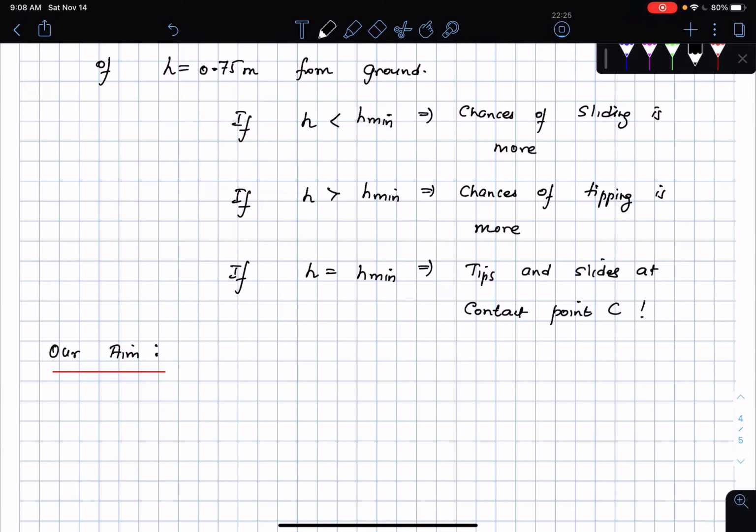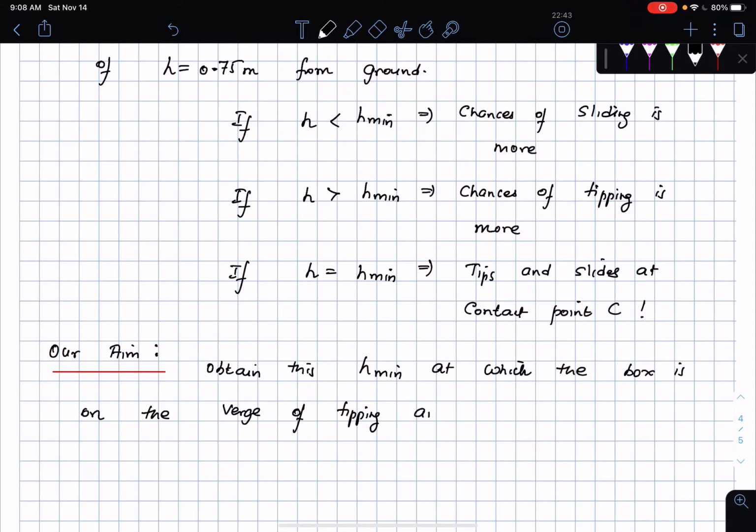So obtain this h minimum at which the box is on the verge of tipping and sliding at the same time, and sliding at the contact point.